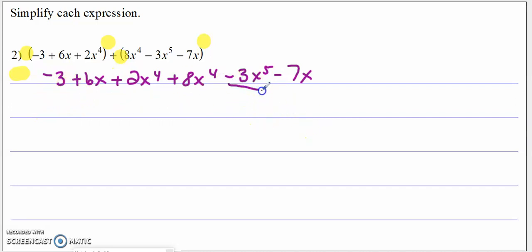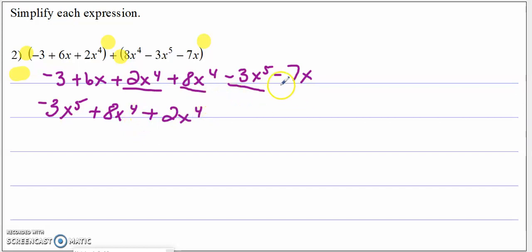Okay? So highest exponent to lowest exponent, negative 3x to the 5th. There's a positive 8x to the 4th, and yours may look a little different than someone else's, so as long as they're together. And then I usually start at the beginning and work my way through it, but not always. That should be minus.